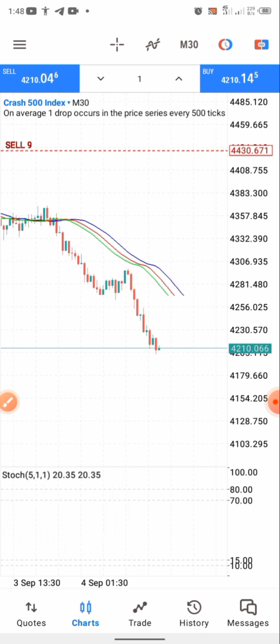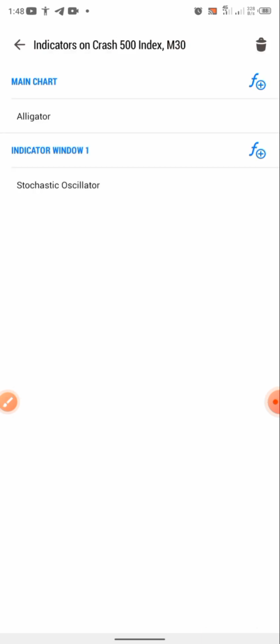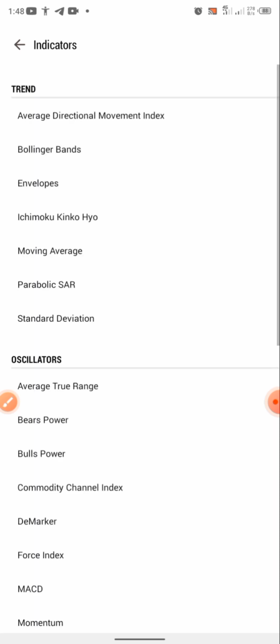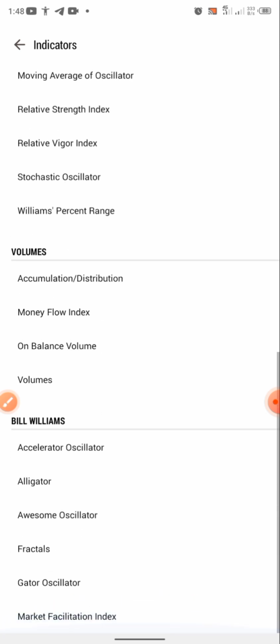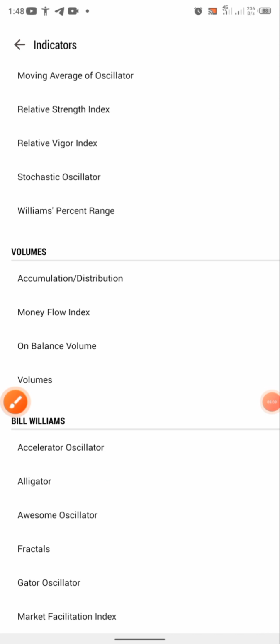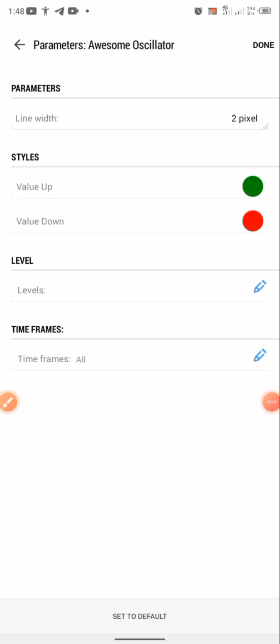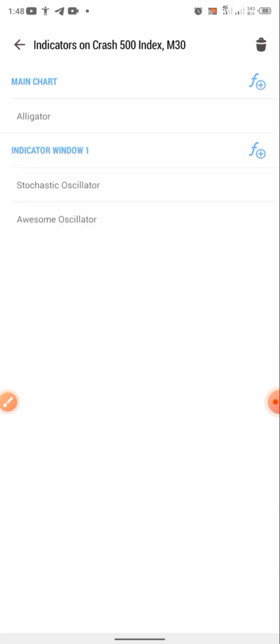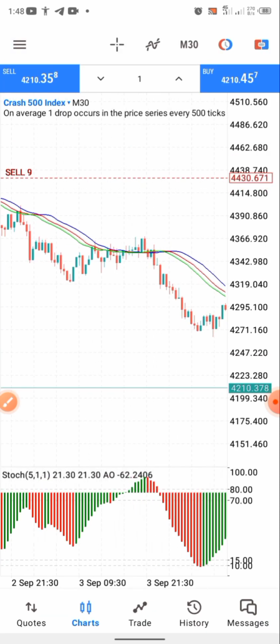The next indicator we are going to add is in indicator window one. Just click on the F plus. After clicking on the F plus, you are going to add your oscillator, which you are seeing right here. This is the Azam oscillator. So we are going to add it. For the Azam oscillator, just set it to default, then you can choose a color of your choice. That depends on you. Set everything up like this, then click on done, and you have your Azam oscillator in your chart.